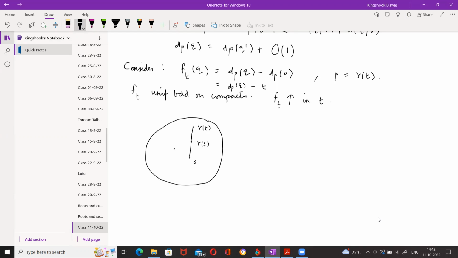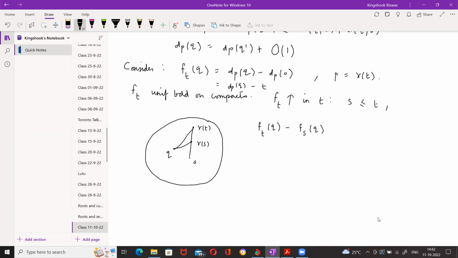Okay, so what am I looking at? I'm looking at the distance from gamma T to Q minus this distance, and I'm also looking at the distance from gamma S to Q minus this distance. So if I look at FTQ minus FSQ, suppose S is less than or equal to T. Let me look at FTQ minus FSQ. I have to show this is greater than or equal to 0.